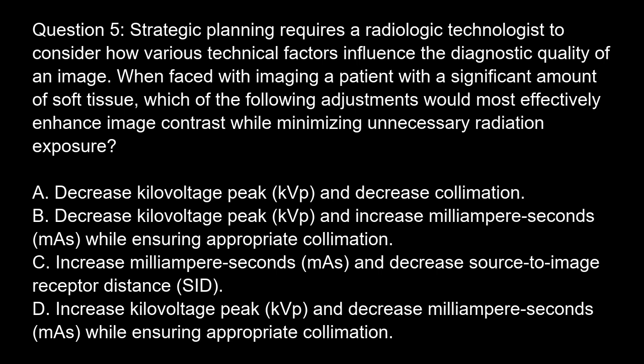Option A. Decrease kilovoltage peak, kVp, and decrease collimation. Option B. Decrease kilovoltage peak, kVp, and increase milliampere-seconds, mAs, while ensuring appropriate collimation. Option C. Increase milliampere-seconds, mAs, and decrease source-to-image receptor distance, SID. Option D. Increase kilovoltage peak, kVp, and decrease milliampere-seconds, mAs, while ensuring appropriate collimation.